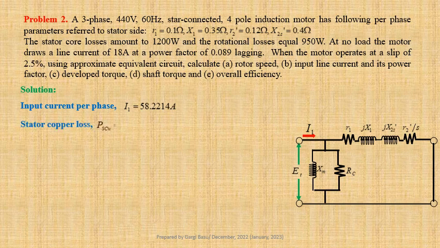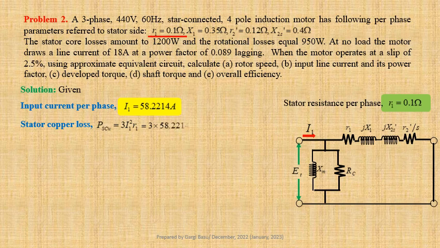Ps copper equals 3 times I1 square into R1. Given stator resistance per phase R1 equals 0.1 ohm. Therefore, Ps copper equals 3 into 58.2214 square into 0.1, which is approximately equal to 1017 watts. Now we shall calculate total stator losses.